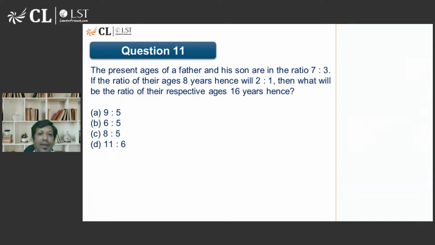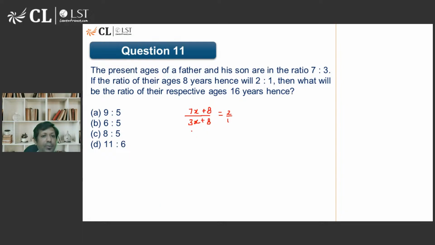The present ages of father and his son are in the ratio of 7 is to 3. Okay? The ratio of their ages 8 years hence. So 8 years hence means 8 years after current age. So the current age of the father is 7x, the current age of the son is 3x. 8 years later, father's age is going to be 7x plus 8, son's age is going to be 3x plus 8, and this ratio is 2 to 1.